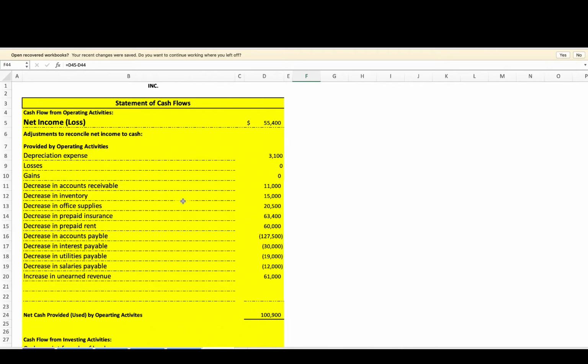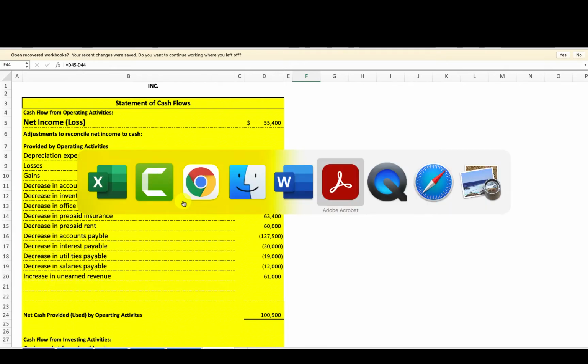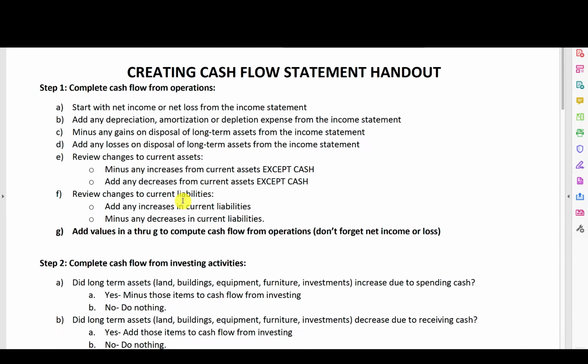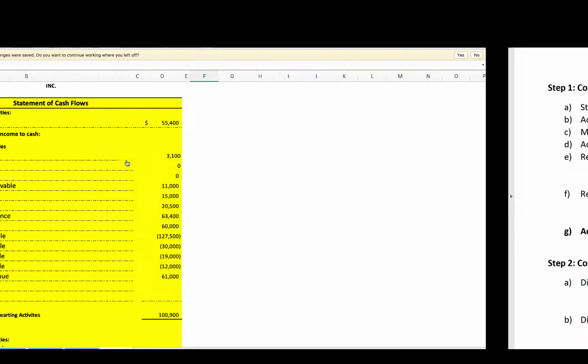All right. So when you're doing the cash flow statement, I'm going to encourage you to go to the handout. This handout is going to show you exactly step by step how to complete the cash flow statement. And if you follow these steps, you will do very well. Okay. So here's the cash flow statement.